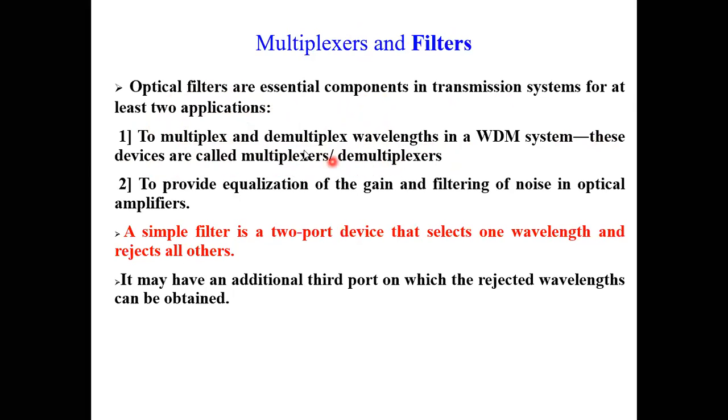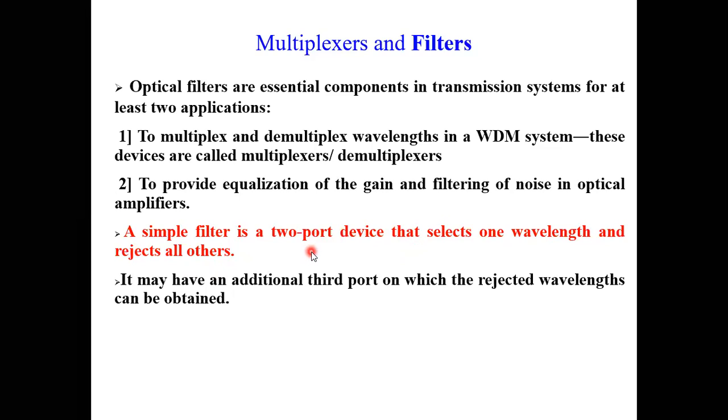Now, when I'm sending multiple signals, I need to have equalization of gain and filtering of noise in optical amplifiers. That's why we are dealing with these two topics together, multiplexers and filters. Now, what is a filter? If I want to give a definition in case of fiber optics, it is just a two-port device that selects one wavelength and rejects all others. So if I want a particular wavelength signal, I simply give it to a filter. Construction wise, it is just a two-port device, so it selects only one wavelength and rejects the others.